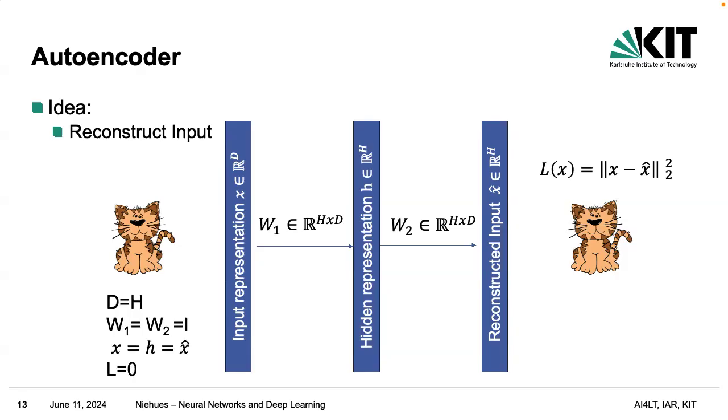Yes, exactly. So if our hidden size is as big as the input and the output, we can very easily get a perfect solution by having W1 and W2 as identity matrices. Then X and H and X dash are all the same, and we have a loss of 0, so we won't learn anything. That is the best we can get, but this model doesn't help us at all. I mean, you have just copied your input.